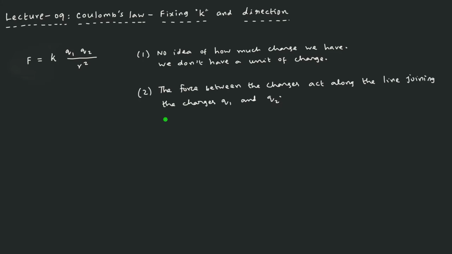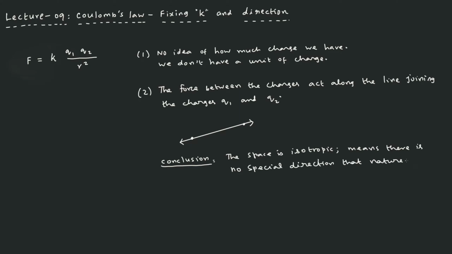The second point to be noted is, from the experiment, these are experimental evidences. From the experiment, what is observed is that the force acting between the two charges Q1 and Q2 is along the line joining them. This is not trivial, but it is very important that it has been observed experimentally. So that is the conclusion. The conclusion coming from the second point is important, even though it looks very simple.